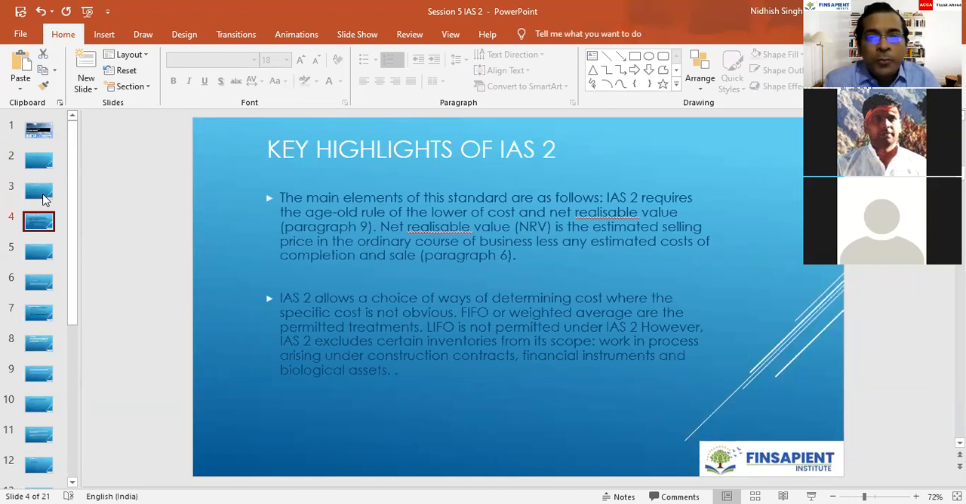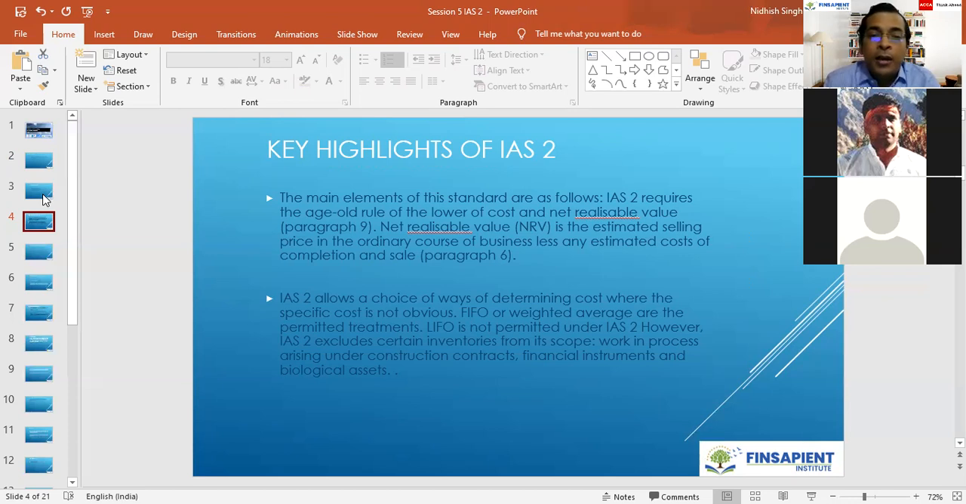Key highlights of IAS 2. This is again highlighting the age-old rule of IAS 2. It should be the lower of cost and net realizable value. Paragraph 9 of IAS 2 provides that rule. Net realizable value is again very similar to IAS 16, in that it compares the estimated selling price, so that will be the selling price or the fair market value minus any business expenses, delay, or transportation cost. All this will be adjusted from the selling price.